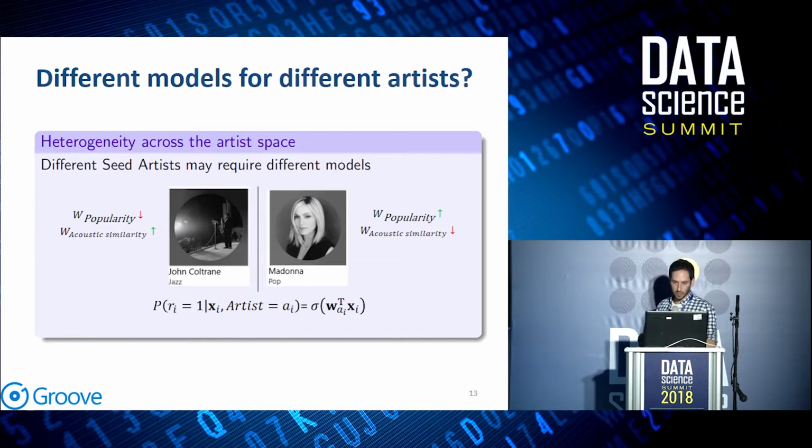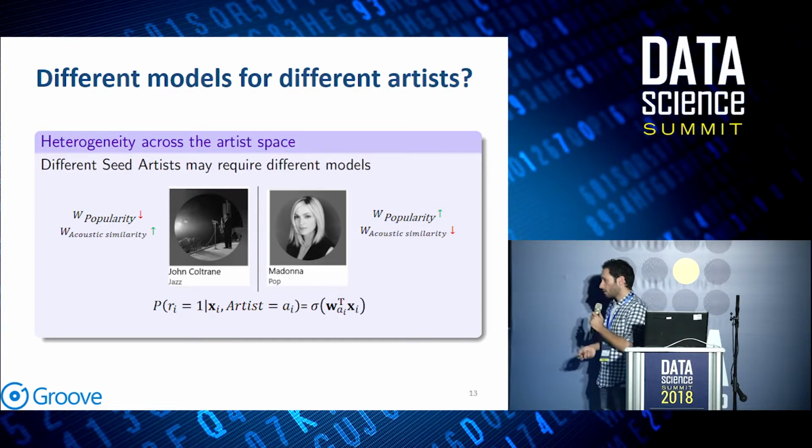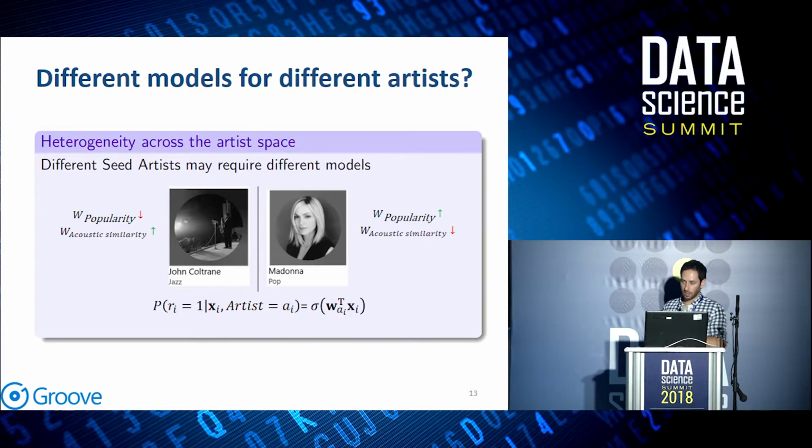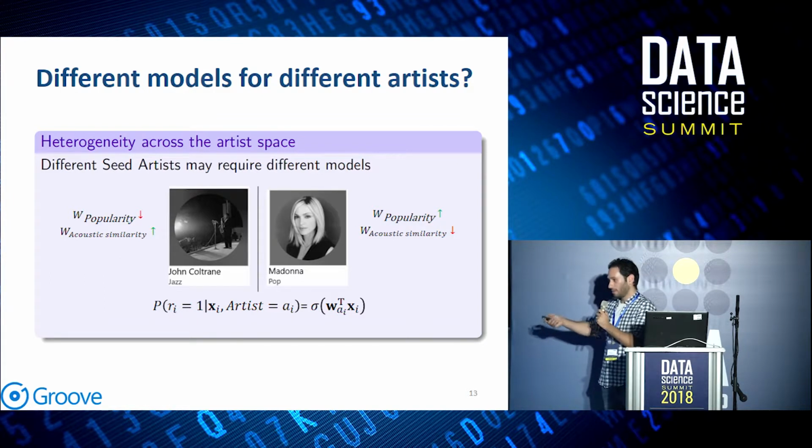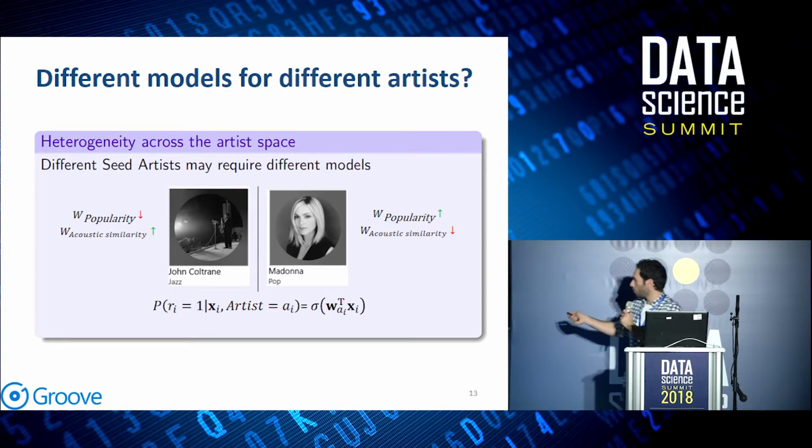But the problem with this sort of model is that different artists may have completely different requirements in terms of these parameters. If we look at John Coltrane, a jazz sax player, then normally people that listen to this type of music would care more about acoustic similarity than they would about relative popularity. They wouldn't care about listening to Galgalatz style music in their playlist. And alternatively, Madonna would be the other way around. People here would prefer to listen to more pop music.